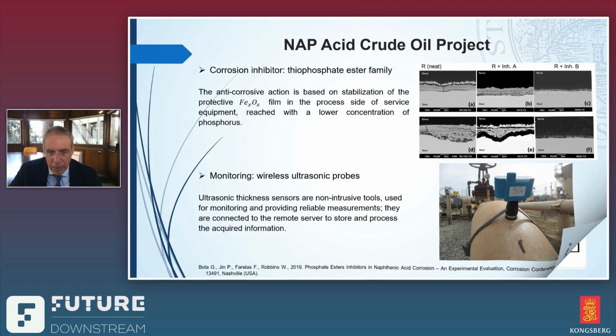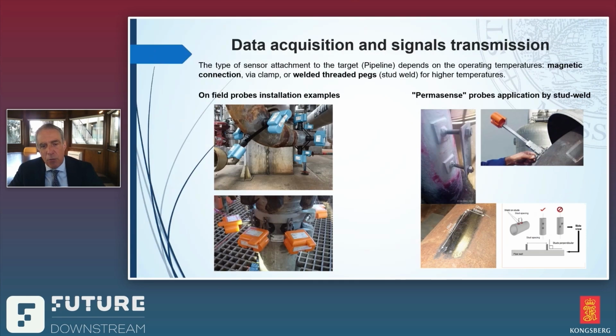So we can see on the next slide how the corrosion probes were placed, and it's up to temperature. They can be welded or magnetic connection. And there are some pictures of how the corrosion measurements were placed, how the probes were placed.